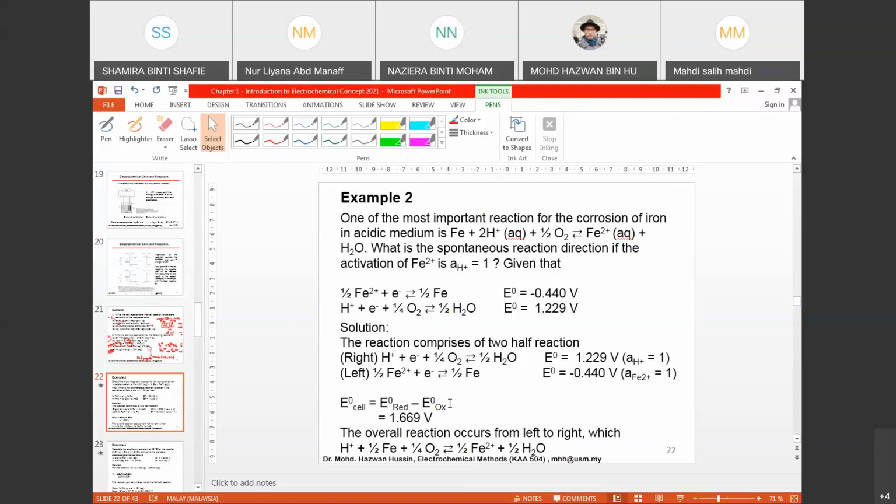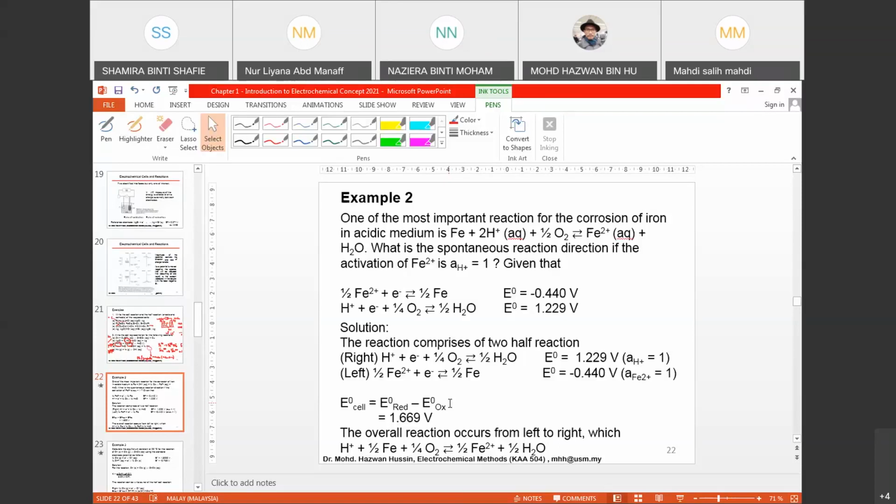What is the spontaneous reaction direction if the activity of Fe2+ is equal to 1 and the activity of H+ is equal to 1? Given the half equation for Fe, the E naught is equal to minus 0.44 volt, and for the production of water, the E naught is equal to 1.229 volt.